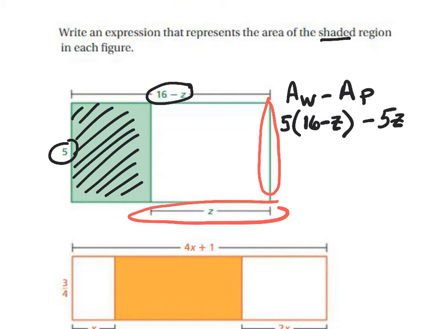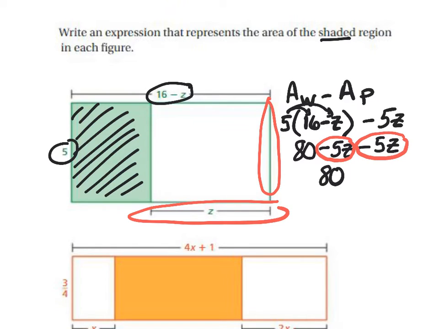So now in order to get your answer, you need to share this 5 and say 5 times 16 gives us 80. I think 5 times 10 plus 5 times 6 in my head, so I don't need to reach for my calculator. 5 times z, keep your sign in the middle, minus 5z, and minus another 5z. So now your area of the shaded region is 80. Now we talked about integers in our last lesson, a minus 5z and a minus 5z. We're going to say that is minus 10z. And that is our answer for the shaded region.